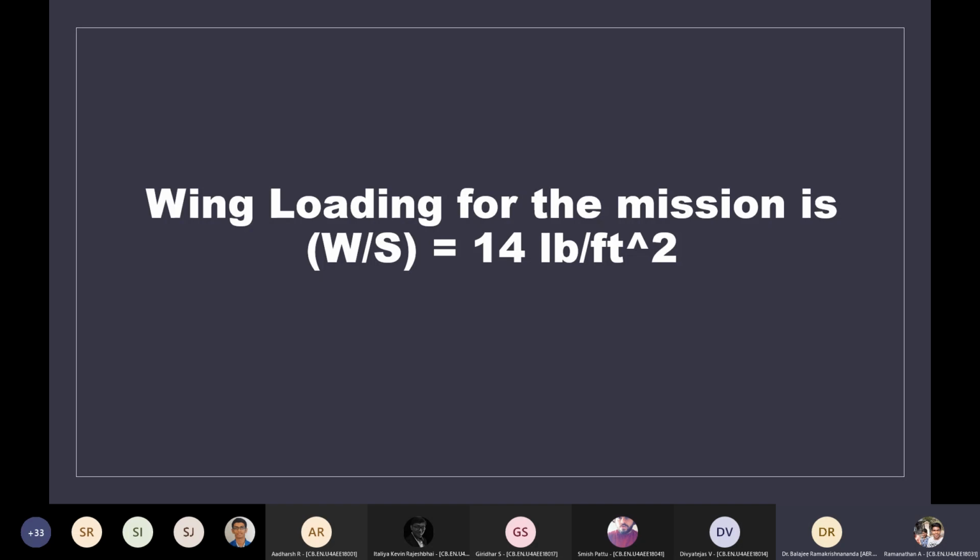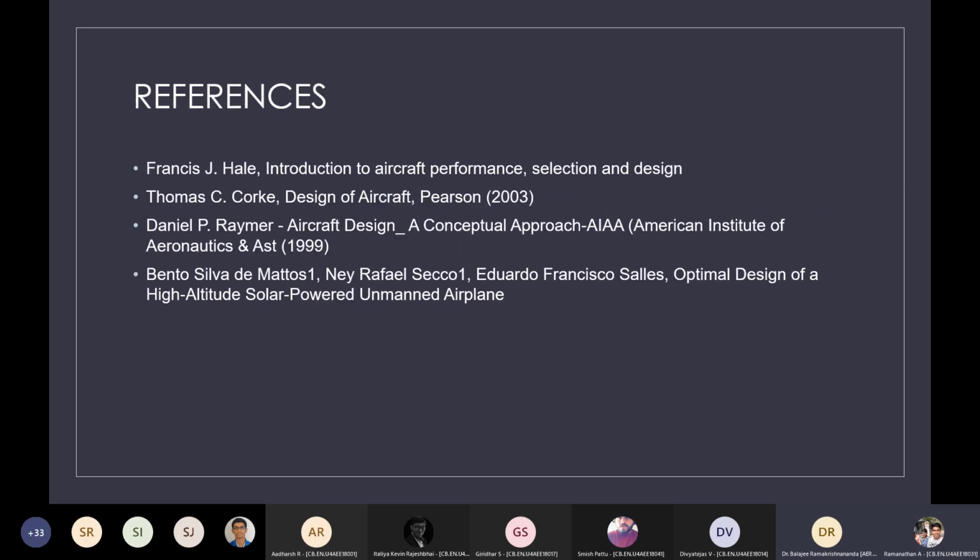Okay, sir. So these are the references I have used: Hale's book, then Corke, Raymer, also for just getting the test value of T by W, and I've used this paper for getting V cruise for that condition.